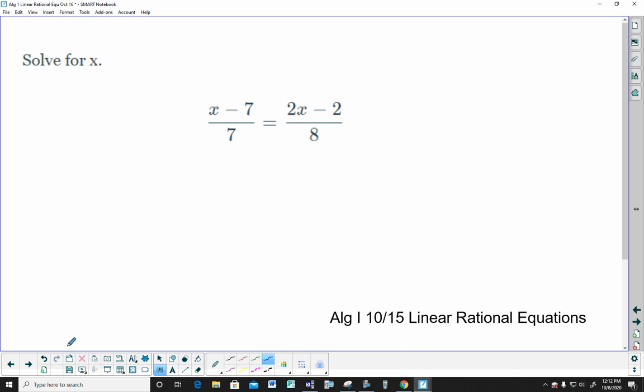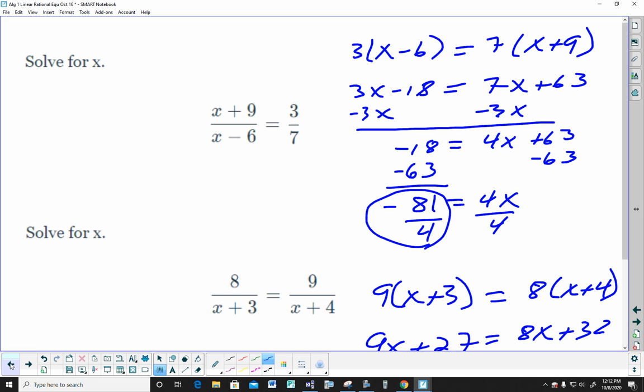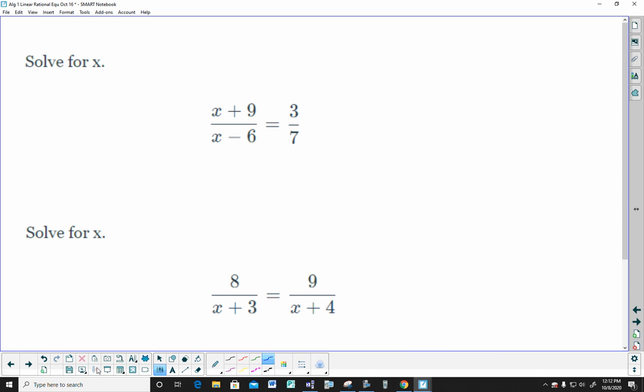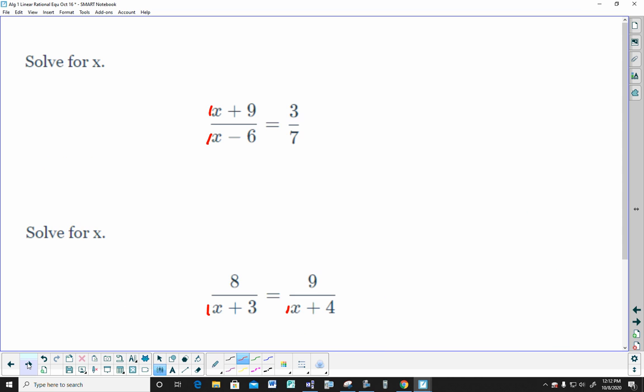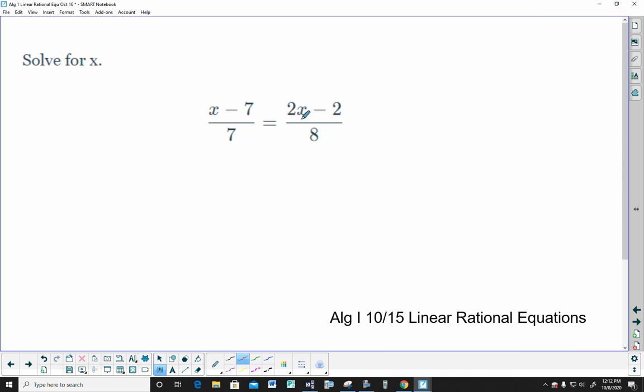Now, what makes this one different is I want you to practice some of the vocabulary here. The coefficient, the number in front of the x, on every single one of these has been a 1. Don't panic. This has a coefficient that's other than 1. It's no big deal. You solve it the same way. 7 times everything that's in that parenthesis equals 8 times everything that's going to be in this one.